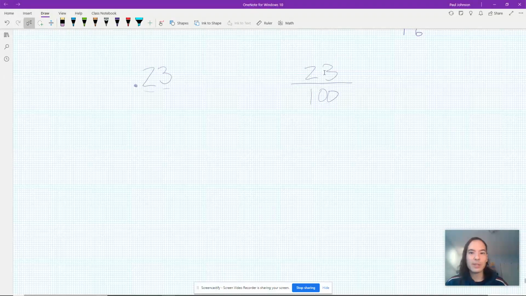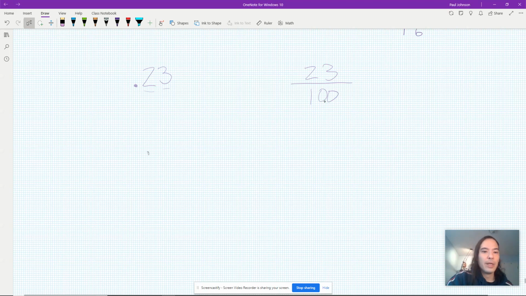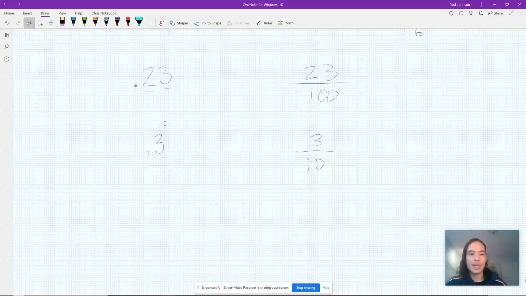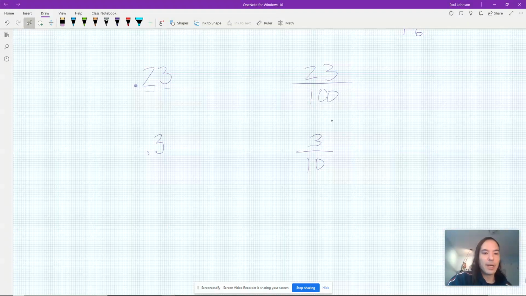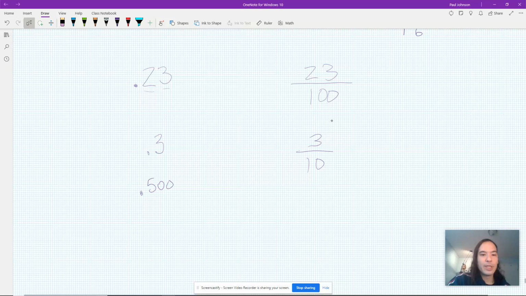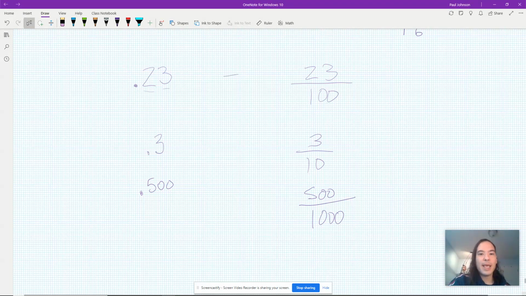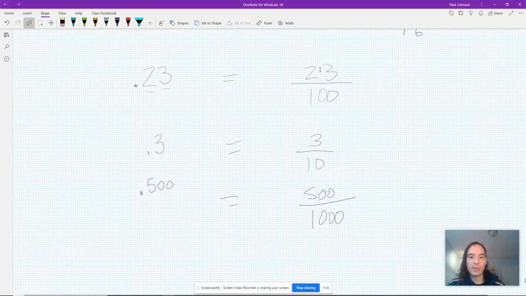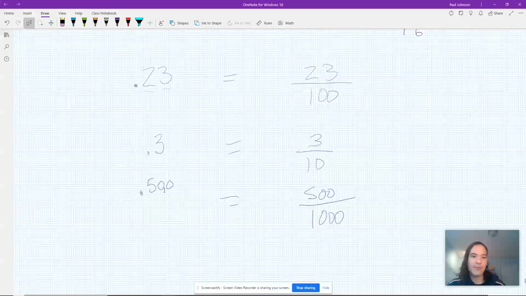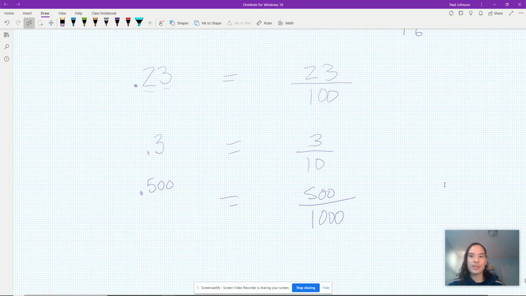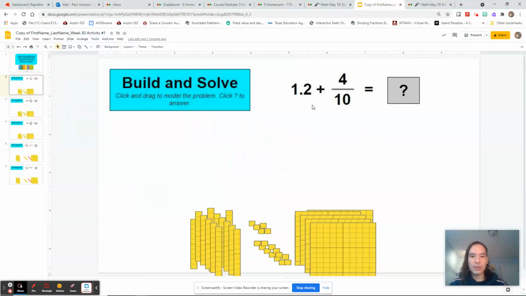This is 23 hundredths, this is 23 hundredths. Just like this is 3 tenths, this is 3 tenths. And 500 thousandths, 500 thousandths. So remember, just saying it out loud will convert it into the fraction or vice versa. Just say it out loud and it'll change.